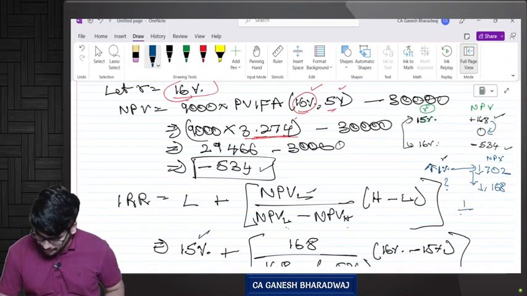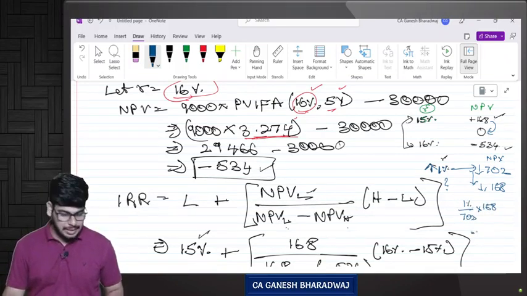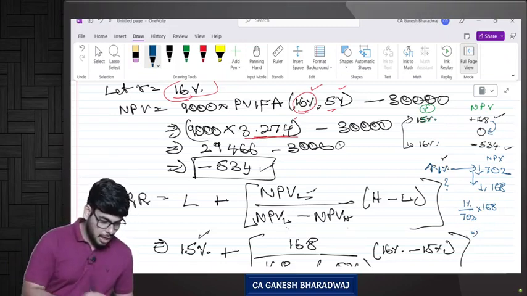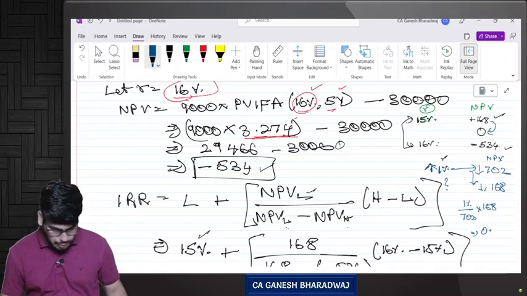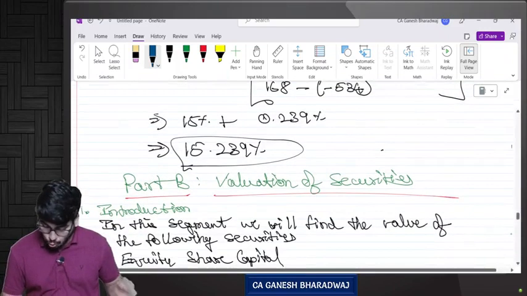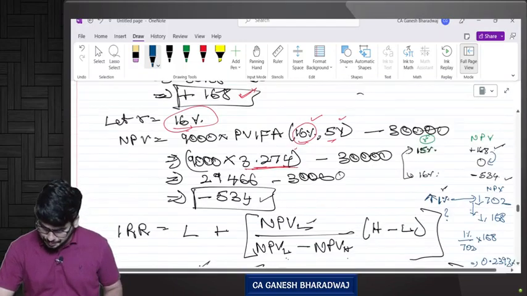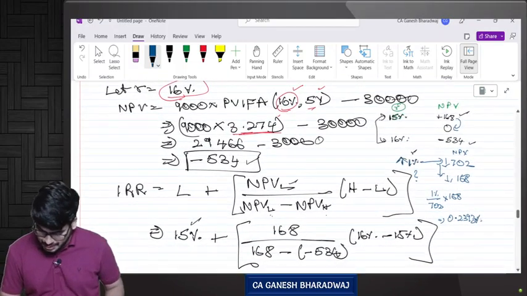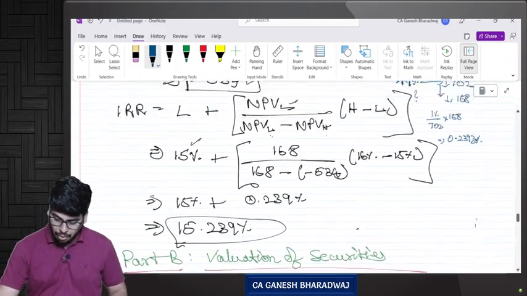So 1 divided by 702 into 168. So 1 percent divided by 702 into 168. How much is this going to be? So it needs to be increased by 0.2393 percent over and above our 15 percent base. Correct or not? That is what they have also calculated here.